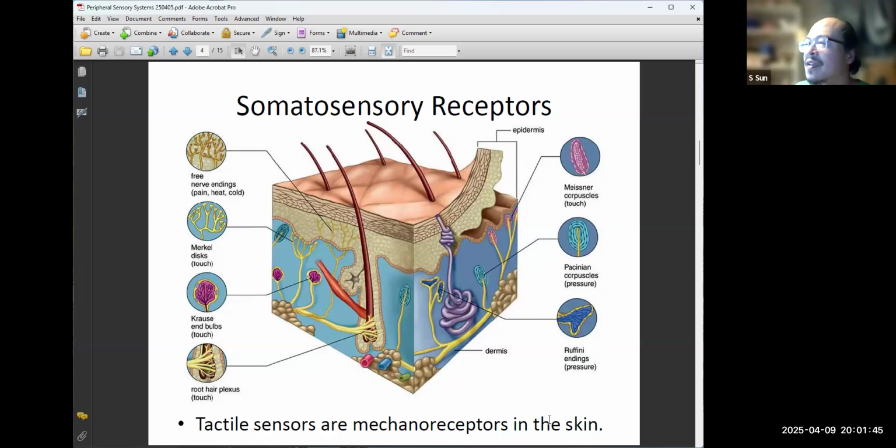Mechanoreceptors in the skin, exteroceptors. And in the dermis, here you see there are hairs. These are root hair plexus that allow you to sense when somebody touches your hair, even before they touch your skin.